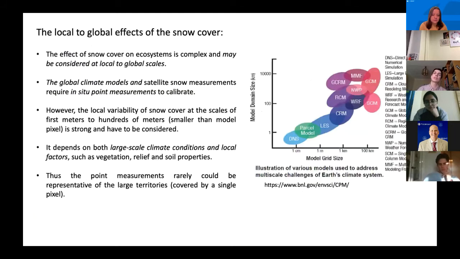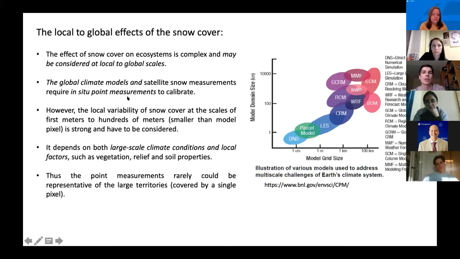On this slide, I tried to explain why the scale of measurements is important. As I mentioned, the effect of snow cover on ecosystems is very complex and may be considered at different scales from local to global. And the global climate models and satellite snow measurements actually usually have a very low resolution. For global climate models, it's usually 100 kilometers or sometimes less. And the resolution of satellite snow measurements is also quite coarse.